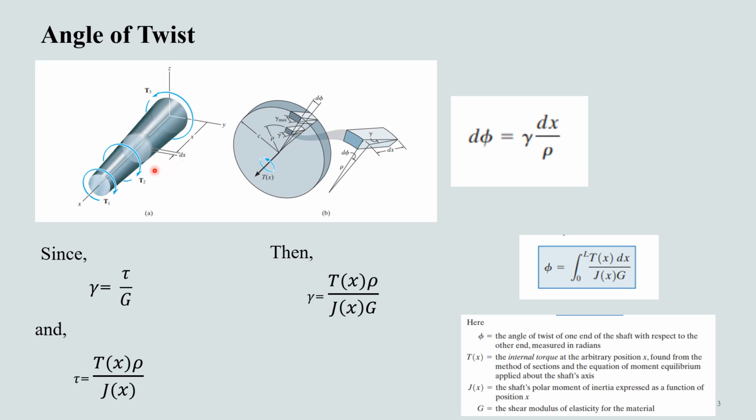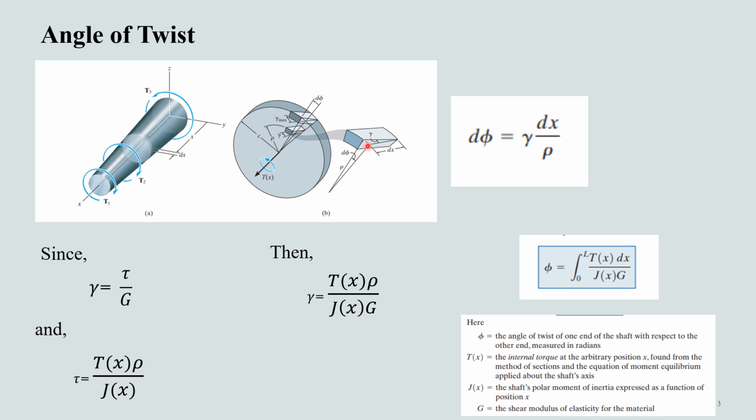So now, using the method of sections, we have taken a differential disk of thickness dx, which is located at a distance of x from the beginning. The internal resultant torque at this location is Tx because we are assuming that the torque is varying along the length of this shaft. Due to Tx, the disk will twist such that the relative rotation of one of its faces with respect to the other is d phi.